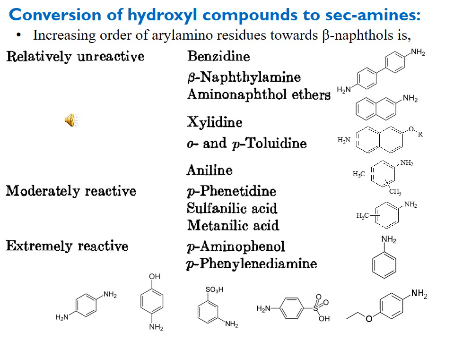Here the good reactivity may be because of the presence of an electron donating group on the para position of the benzene ring. But in case of the moderately reactive ones, the sulfonic acid group is actually an electron withdrawing group, which is present in meta and para position. And in case of para-ethoxyaniline, there is an electron donating group with a large substitution on oxygen.